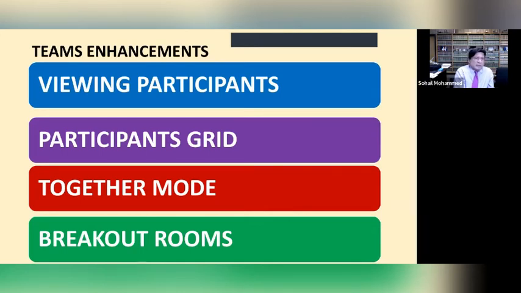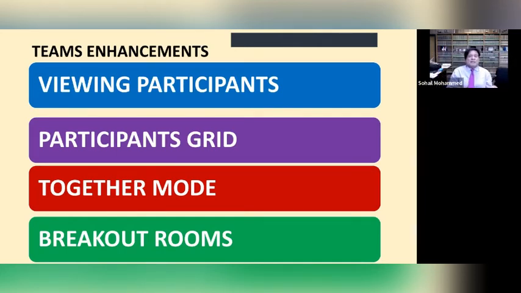Viewing participants, same type of things that we talked about in Zoom, grid format. You can have 5 by 5, 7 by 7, what have you, in a participants grid. And Teams has what we call a together mode. If you want all of the participants to be viewed together, the host can enable the together mode, and you will all appear. Right now you're appearing in tiles, in a grid.